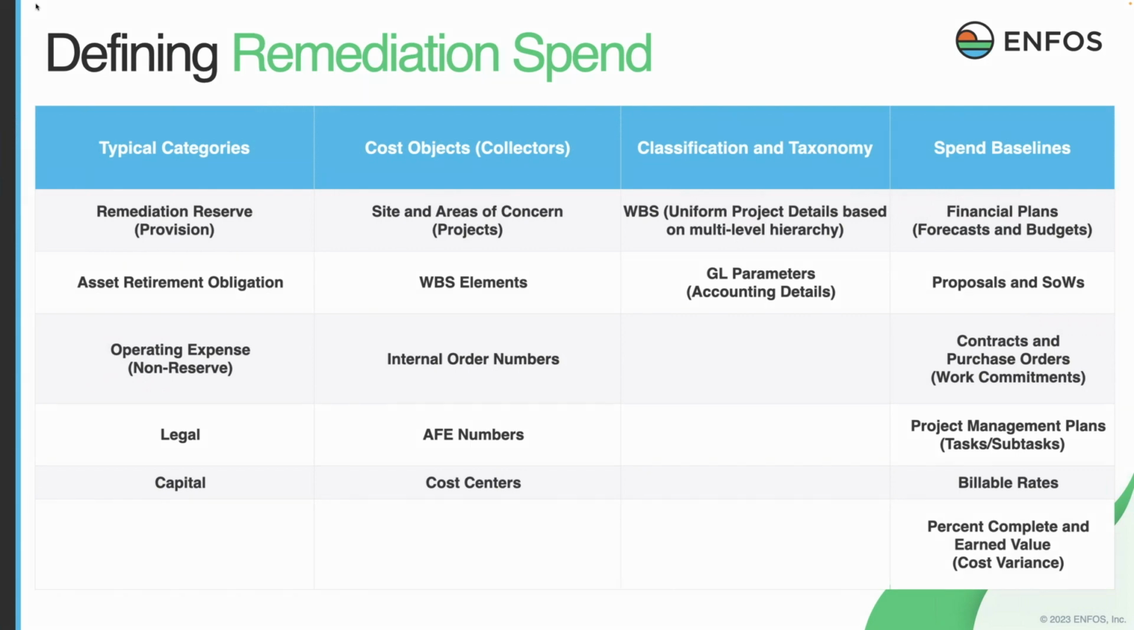There's also legal and capital, even though those are generally at a much less level of spend. So those are the major categories that we're talking about today. The first two, remediation reserve and asset retirement obligations in the US follow accounting standards. So for provisioning, it's ASC 410-30, and then for the ARO, it's 410-20. And for international non-US based businesses, they're following IFRS, and the standard is IAS 37.